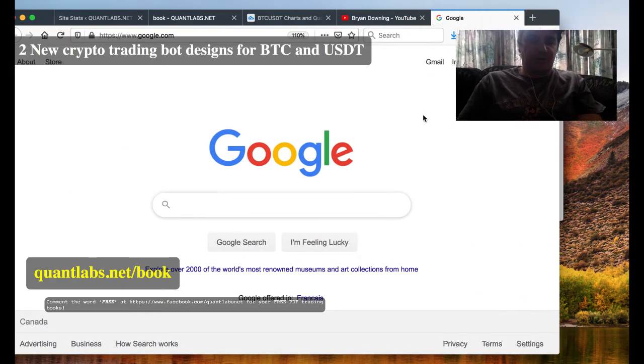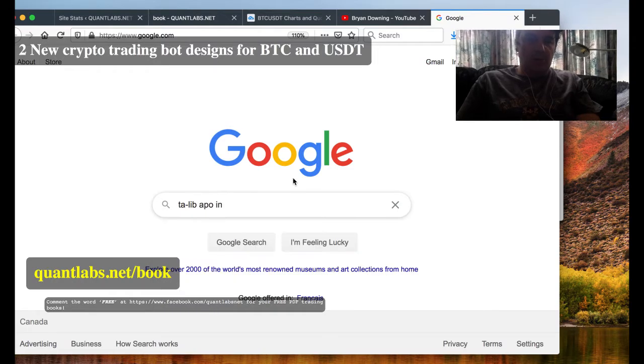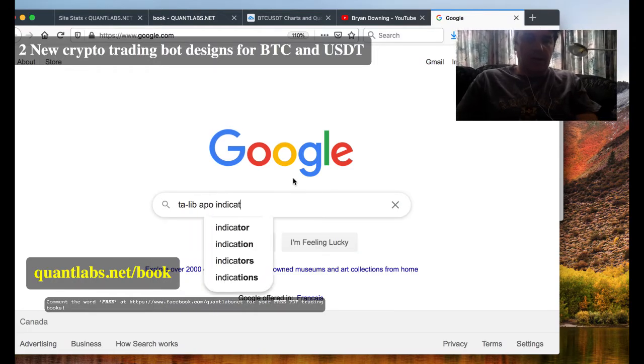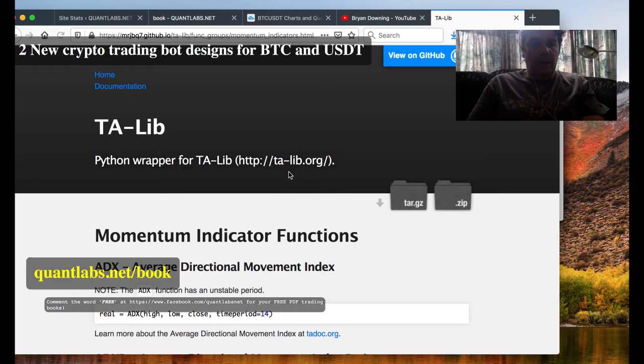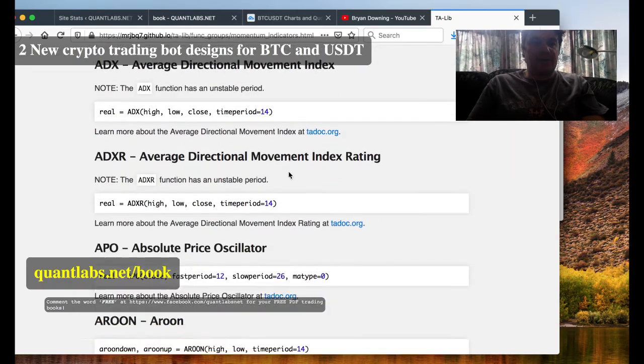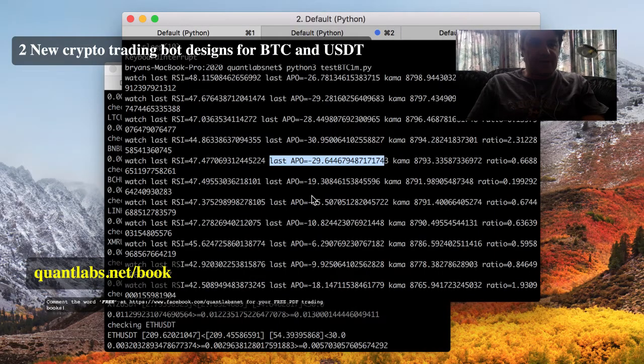Okay. So if I look up the TA-Lib APO indicator, let's see what this is. Right here, it's a momentum indicator, and this one seemed to be pretty good. Absolute price oscillator. That's basically what this spot is. It will take trades as it's oscillating on the price.